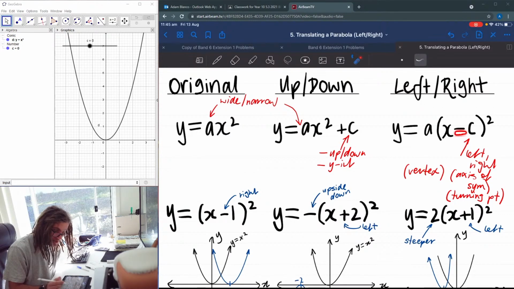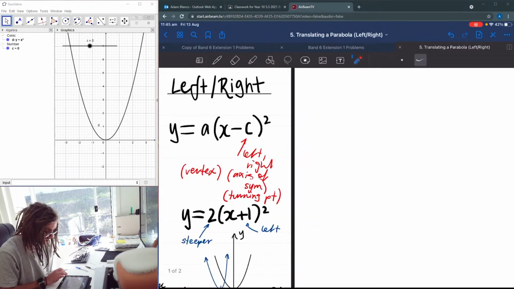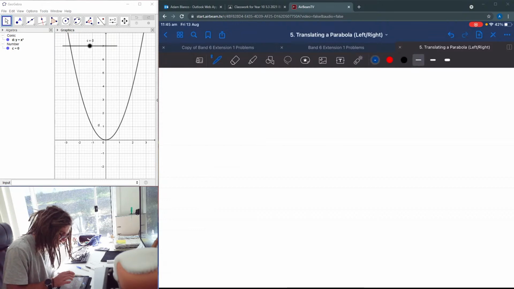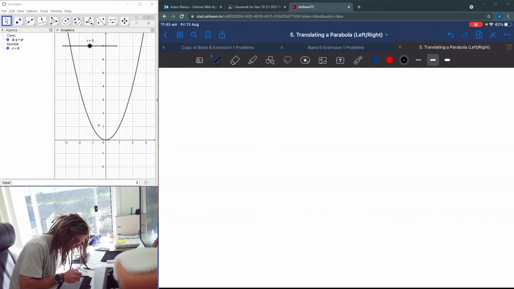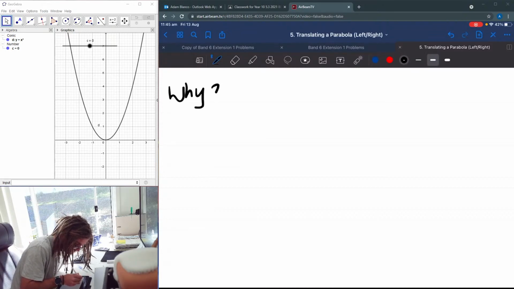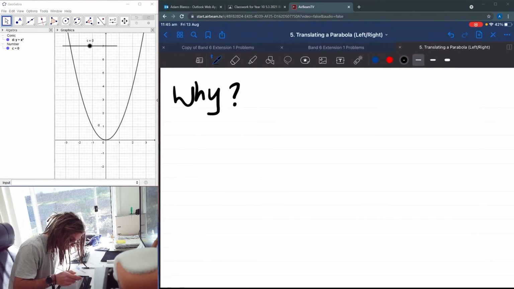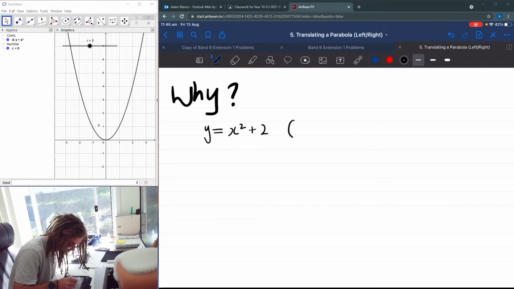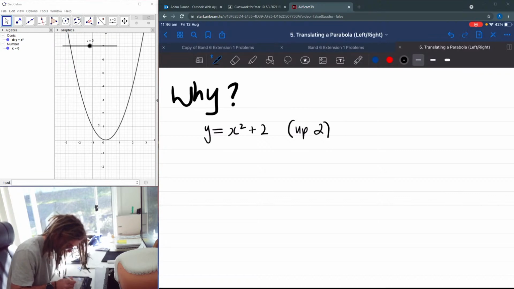Now, why is it a minus and not a plus? I'll show you. You can stop here if you want, but this is a little bit of extension as to why. Let's actually write y. Well, think about this. If I've got y equals x squared plus 2, we know that that is an up. It's raising the graph up 2, right?